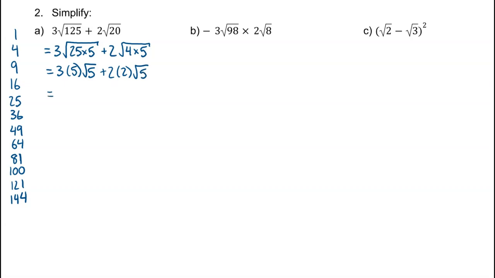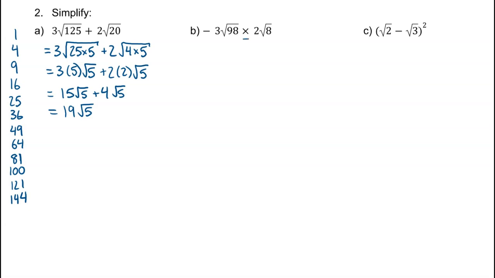And so now 3 times 5 is 15. So 15 root 5, and 2 times 2 is 4. So 4 root 5. And now because they're the same radicals, I can add the number in front of the radicals. So I get 19 root 5. If those were not the same radicals, I could not add the numbers in front.